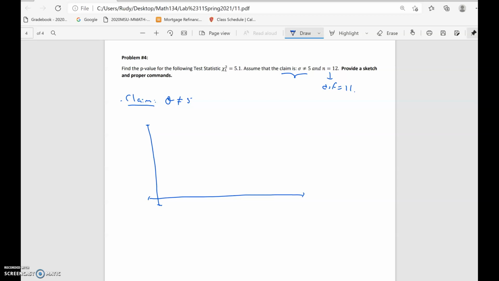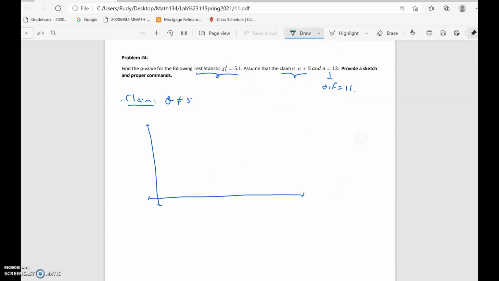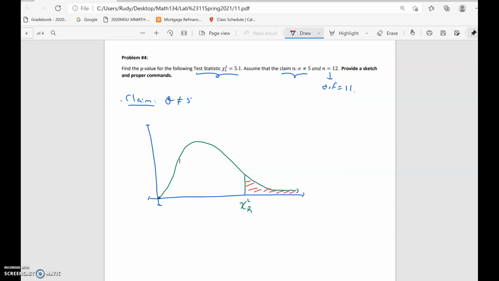For this particular one, we have a test statistic on the left. So we're actually looking at this sort of a region. You're going to have a value on the right which is not given, and in this case it's going to have this shaded region, and then the one that is given is a chi-square value on the left, which is technically 5.1.